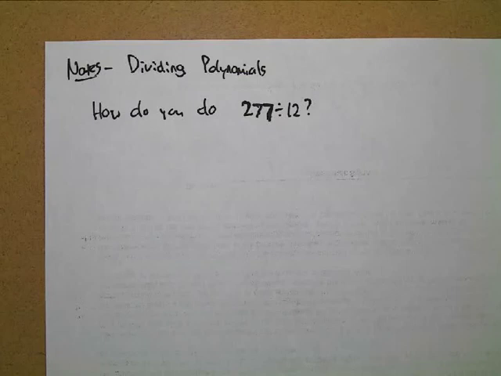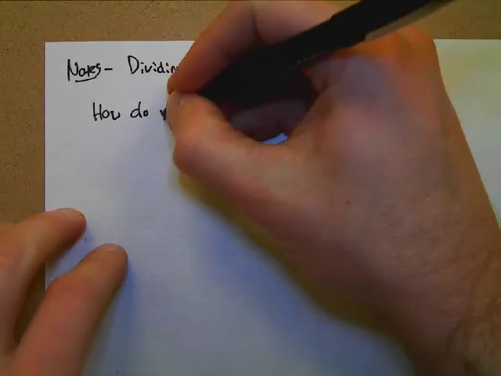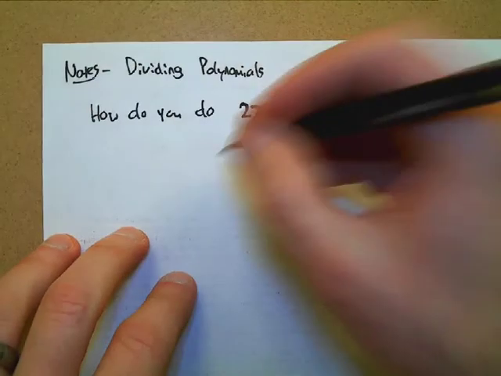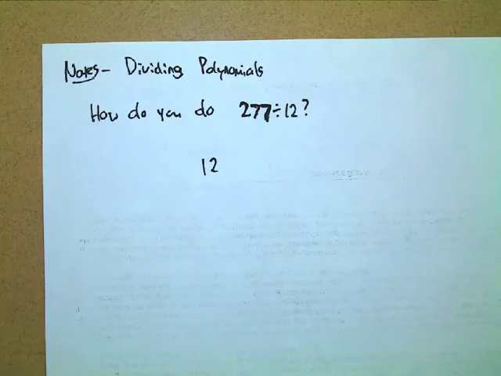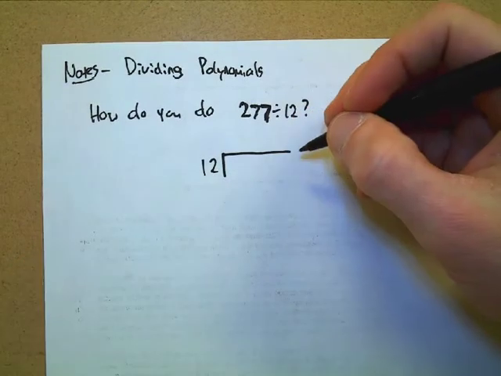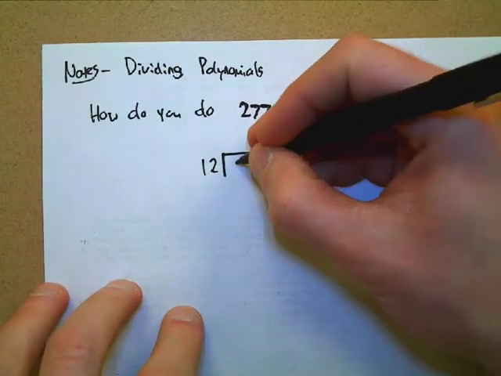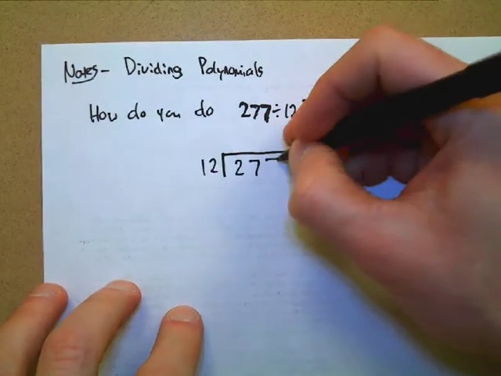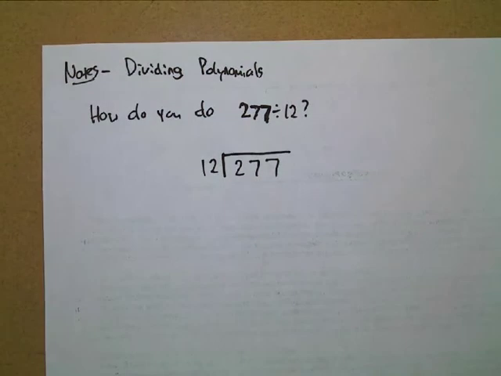So when we long divide, what we do is we take our 12 and put it in front of this little box symbol here. I don't even know what you would call this thing, but there it is. We're going to put the number that we are dividing inside of that little box.